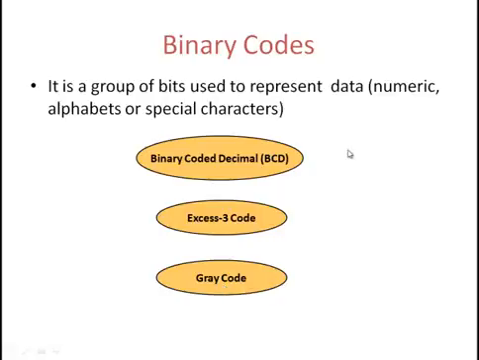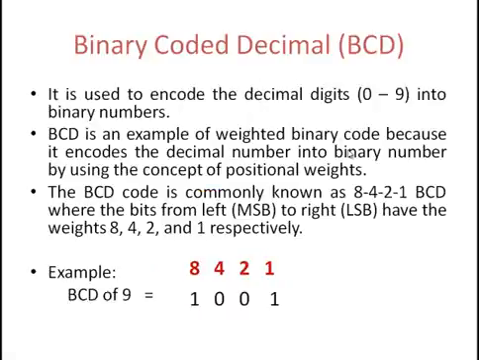Now let us study the first one, that is binary coded decimal. This code encodes the decimal digits ranging from 0 to 9 into binary numbers. It's an example of weighted binary code because while encoding decimal into binary, it uses the concept of positional weights. BCD code is commonly known as 8421 BCD, where the bits from MSB to LSB have the weights 8, 4, 2 and 1 respectively.